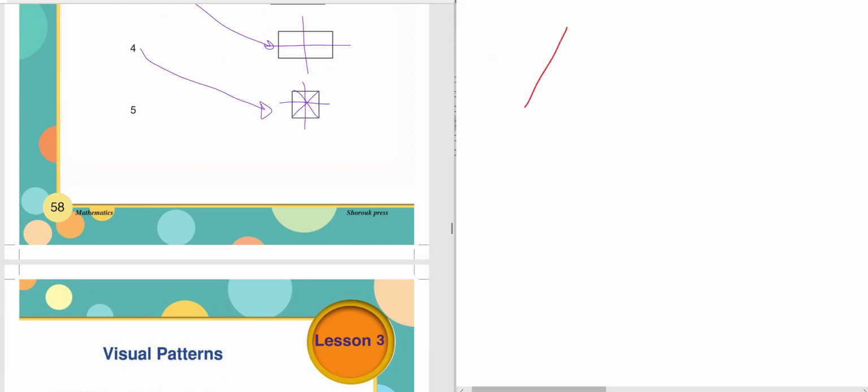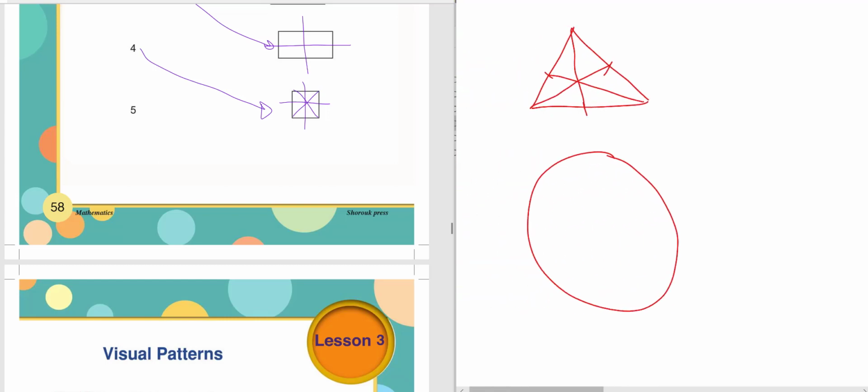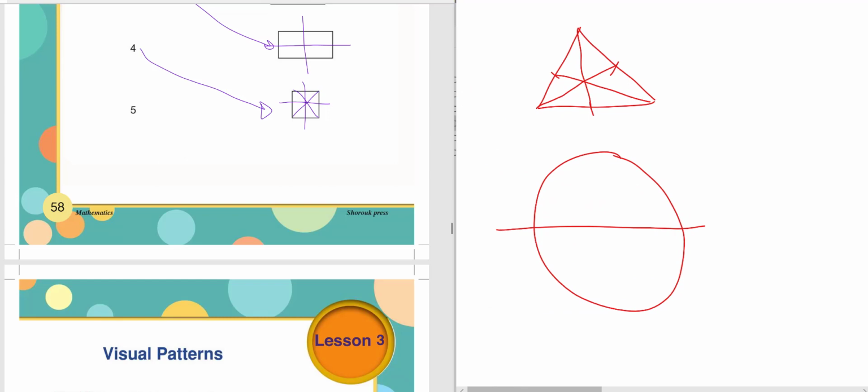If we have an equilateral triangle, we want to know the position of its lines of symmetry. This is a line of symmetry, and also this is a line, and also this is another line. If we have a circle, we want to know the position of its lines of symmetry. This is a line of symmetry. This is a line of symmetry. This is also a line of symmetry, and this is a line of symmetry, and so on.